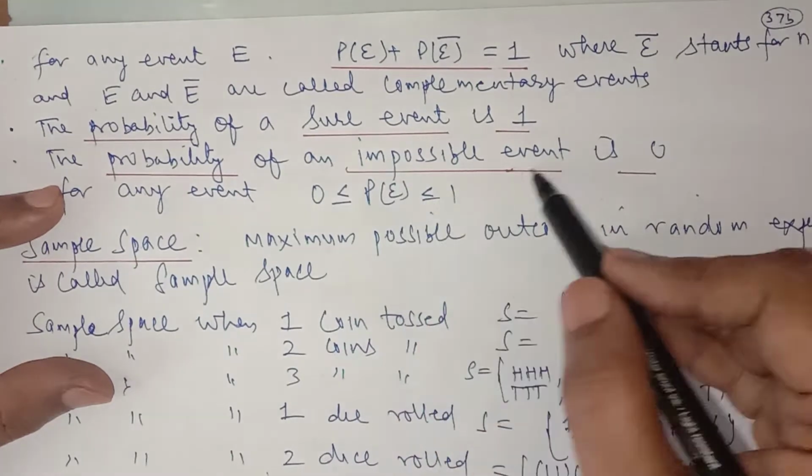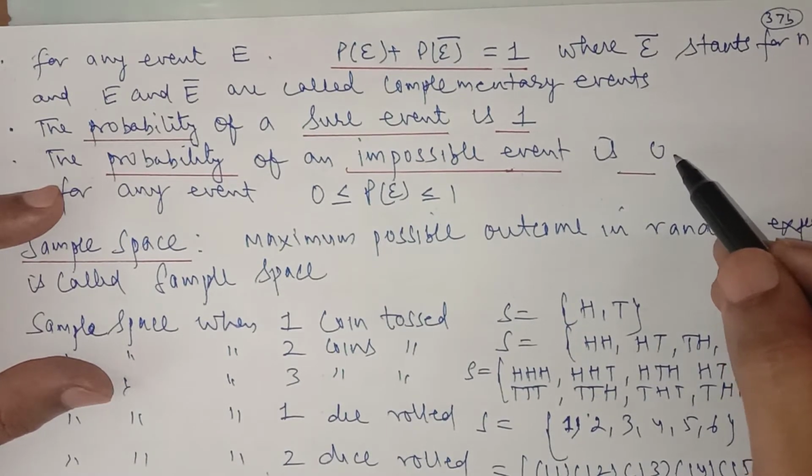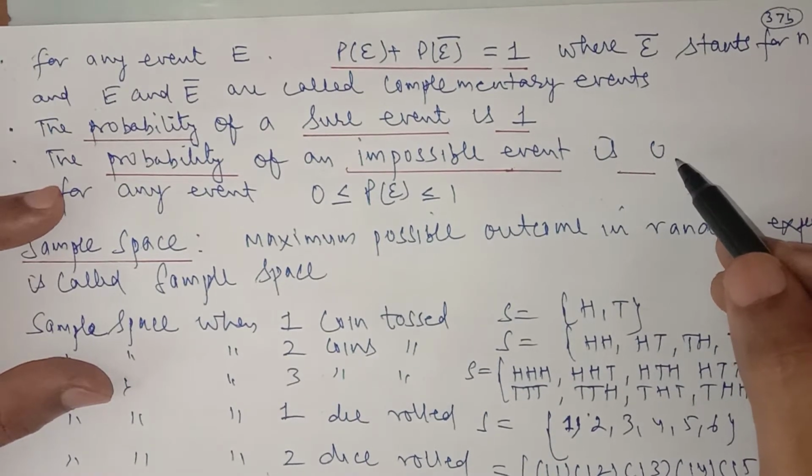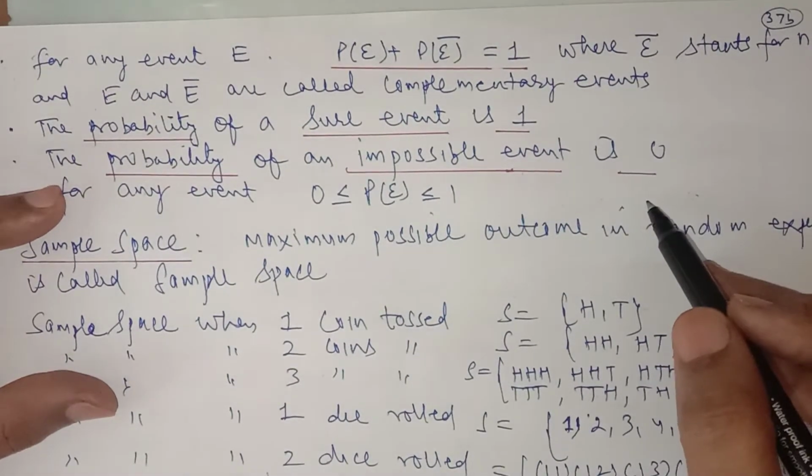Now the probability of an impossible event is 0. Why is the probability of an impossible event 0? Because what are impossible events? Suppose a die is thrown, the event of getting a number greater than 6 is an impossible event, because we cannot get a number greater than 6 in a throw of a die. So its probability naturally will be 0.